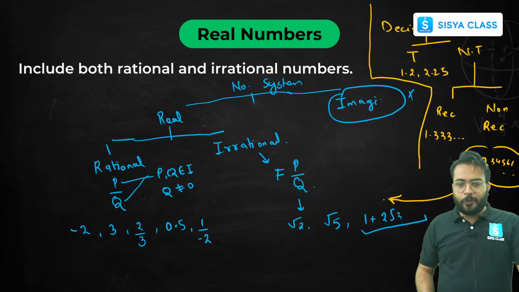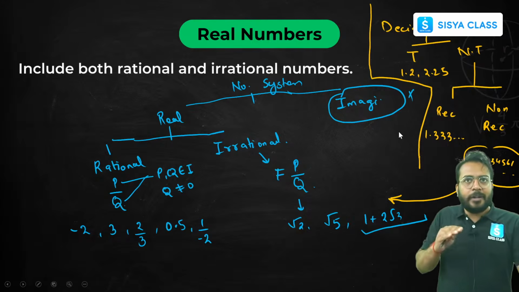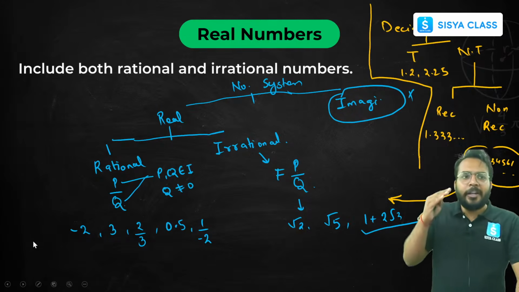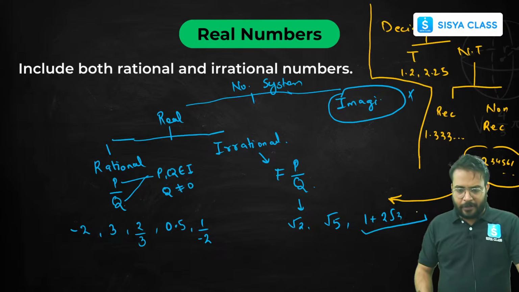I hope that you all got these points: real numbers, imaginary numbers, rational, irrational, and decimal numbers. Got it? So shall we move to the next slide?